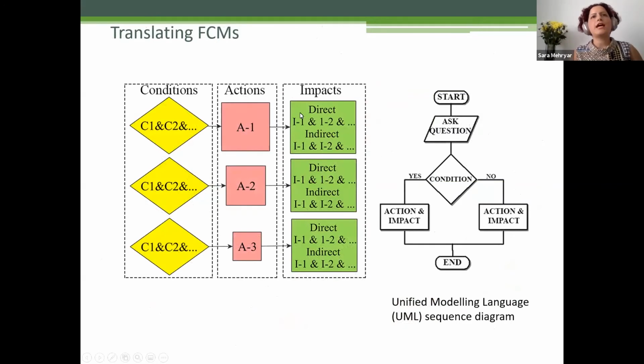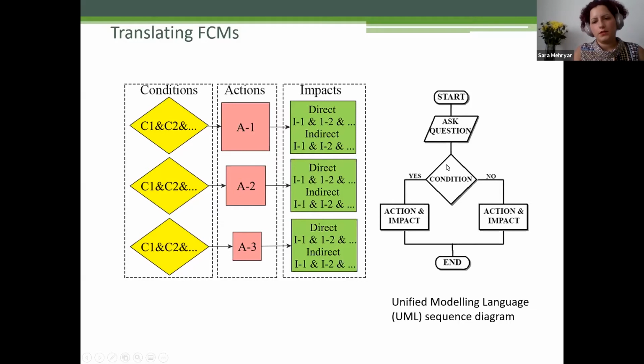a condition action impact diagram here, CAI, for each fuzzy cognitive map that we had, in which the size or the priority of the actions are based on the frequency that those actions have been chosen by individual farmers. And we have a set of condition and action. And from this, we developed a unified modeling language.